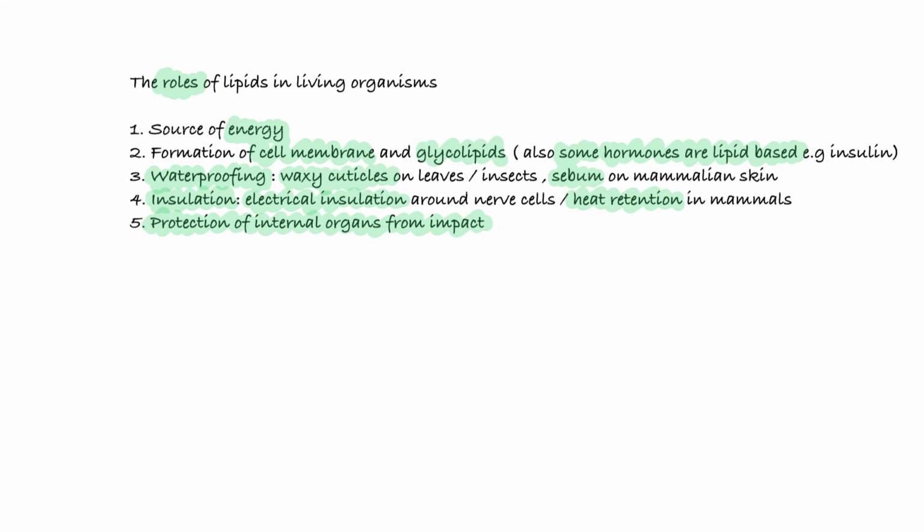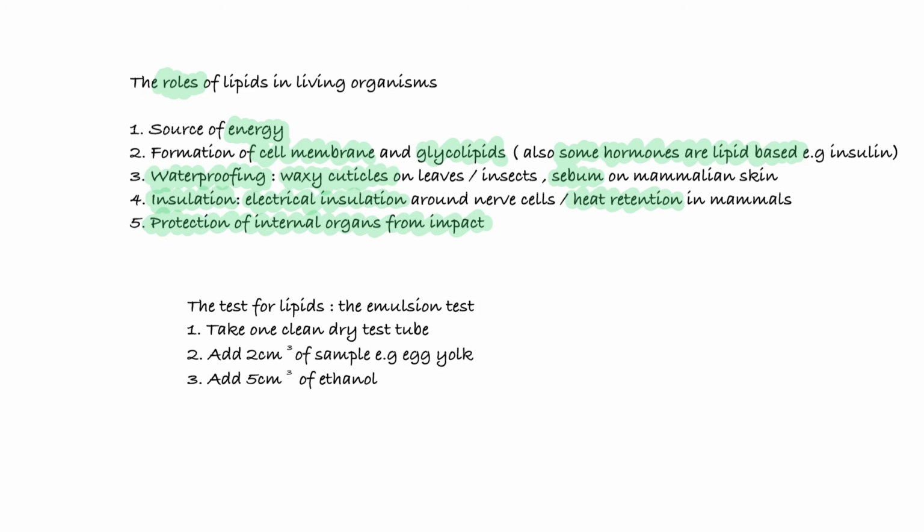Okay, so the last thing that I said that I would talk to you about today would be the test for lipids. The test for lipids is called the emulsion test. So what would we do? We would take a totally clean and dry test tube, and we'd place 2 centimetres cubed of our sample, something that we think would contain a lipid, and then we would add 5 centimetres cubed of ethanol, and we'd give that a really big shake in order to dissolve any lipids that were in the sample into the ethanol. Once we'd done that, we would add 5 centimetres cubed of water and we'd give it another little gentle shake.